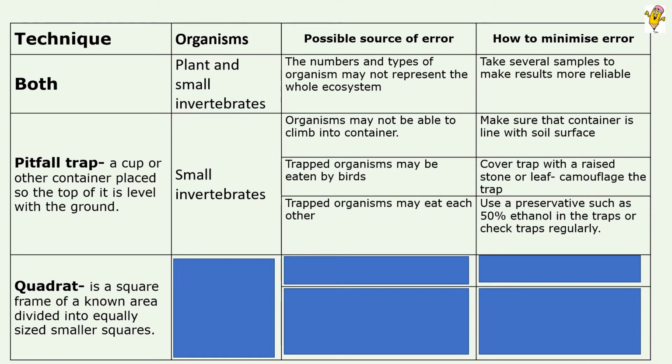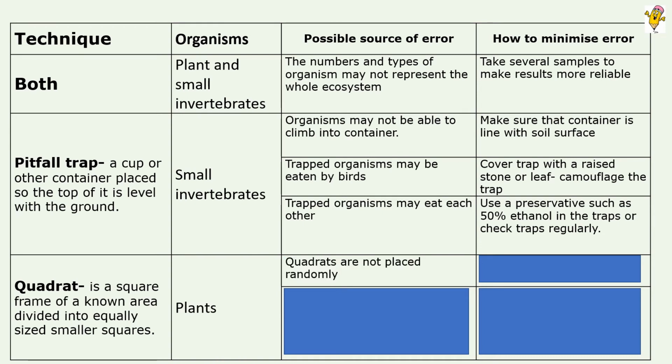And quadrats. Quadrats are a technique, and they're a square frame with a known area divided into smaller squares, usually 25. The organisms it's used to sample are plants, and its possible source of error would be that quadrats are not placed randomly. How you minimize that source of error would be to throw the quadrat randomly.